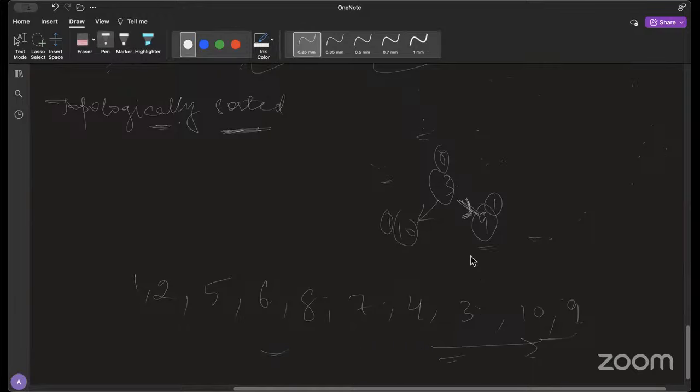So, ma'am, a cyclic graph cannot be sorted topologically. Yeah, it can't be sorted.